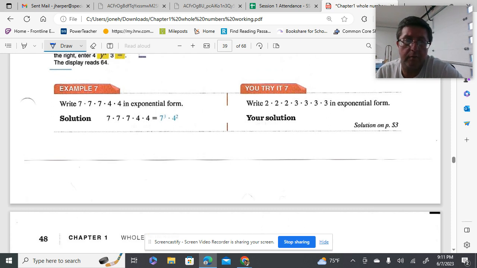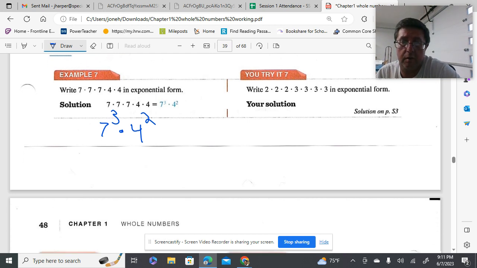So, how many 7s do we have? Well, we have 3 7s. So we go 7 to the 3rd. Now, we're going to take that times, because we're still doing times, 4, and we've only got 2 4s, so it's 4 squared. Okay, so 7 to the 3rd times 4 to the 2nd. You can do that with your calculator. Not hard to do.